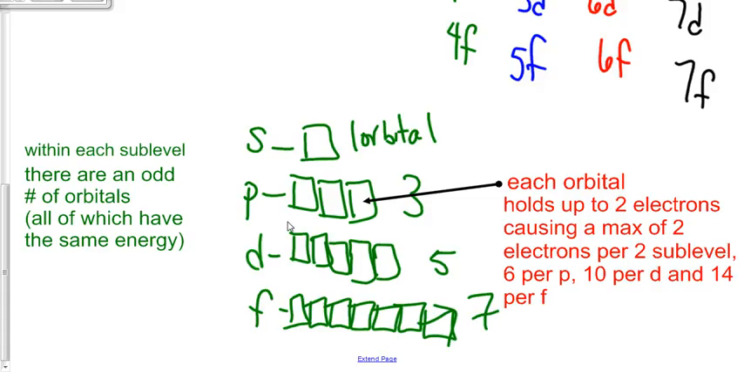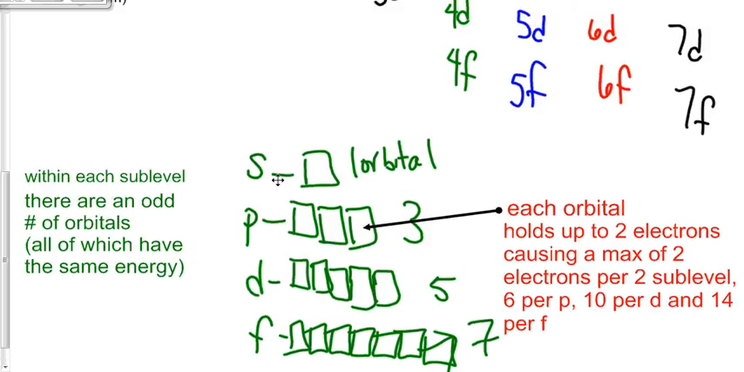Each of the orbitals within a single sublevel, so say inside 3p, there are 3 separate orbitals. Those 3 orbitals are identical to each other in terms of energy, but they are 3 separate regions in space where the electrons are found. So they're equivalent energies.